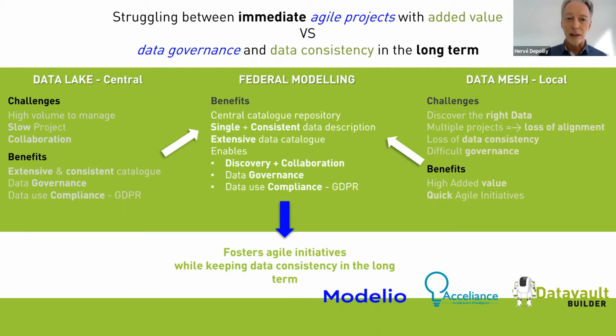You can build an extensive data catalog, and it enables easy data discovery and good collaboration between the stakeholders, the people from the SI, the architects, and the business people. It makes you able to have good data governance and to use the compliance rules about GDPR. So this approach of federal modeling fosters the agile initiative while keeping the data consistent in the long term, which is somehow a big challenge.